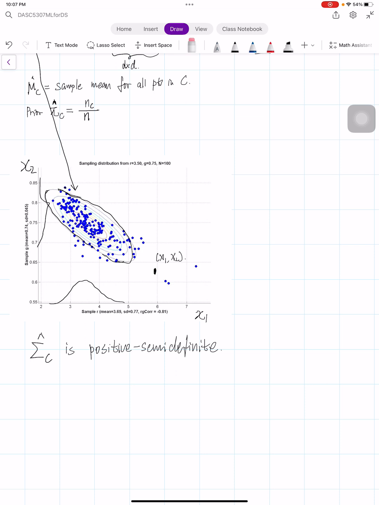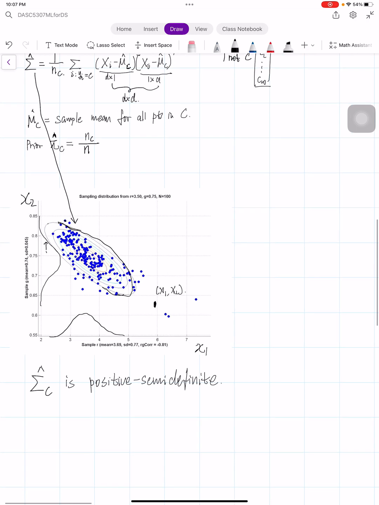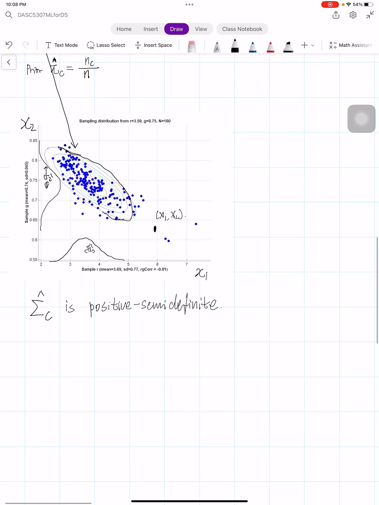Let me draw a slightly better graph here. We have the second variate, and the variance is also not 0. This is sigma 1 square. But this is not always positive definite. If there are some 0 eigenvalues, this won't be useful.